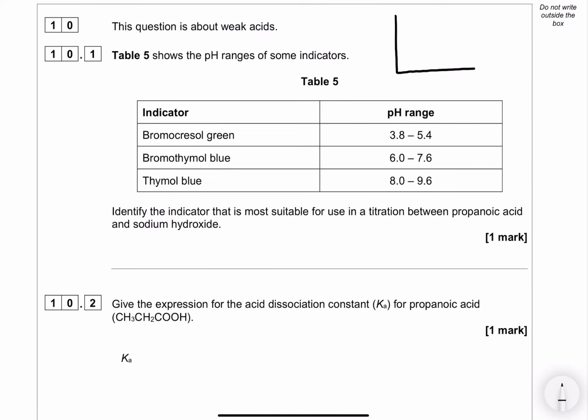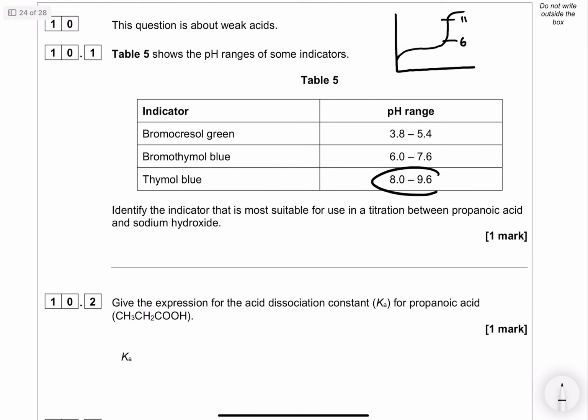So our pH curve is going to start around about 2 to 3. It's going to have a little bit of a blip into the buffer region, and then it's going to go vertical. So this vertical region is going to be around about 6, and because sodium hydroxide is a strong base, probably up to about 11. So which is our best indicator?